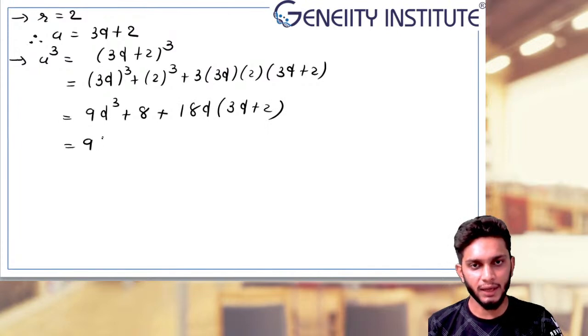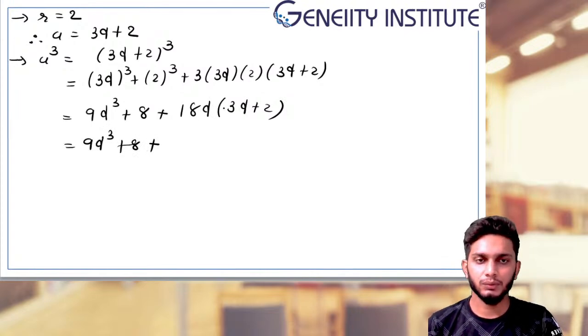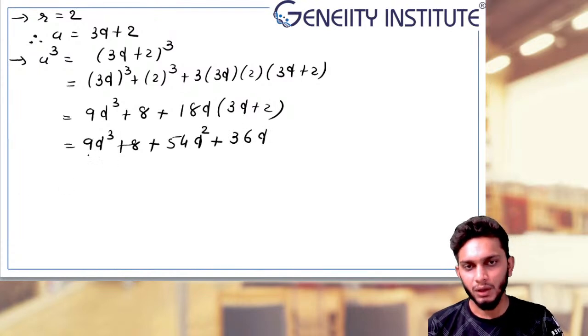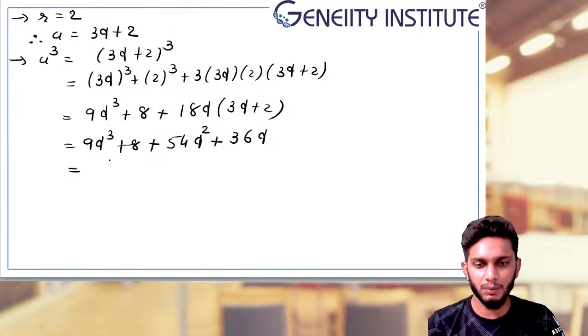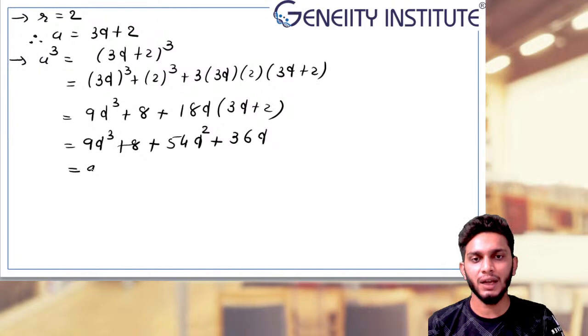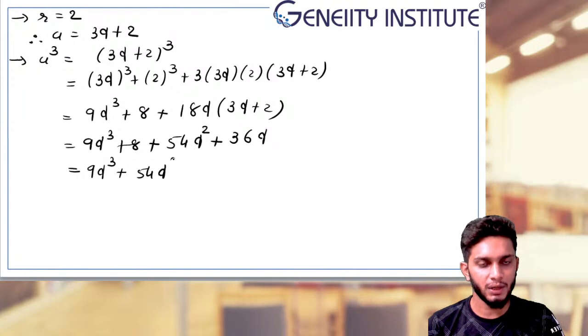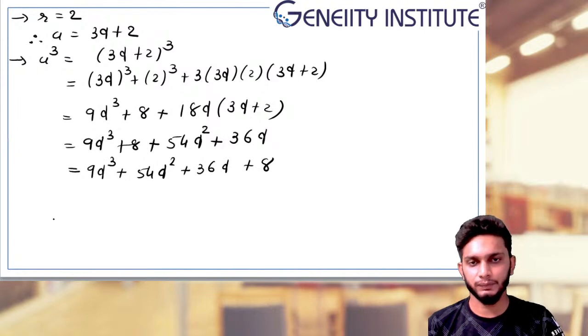Okay, so 9 cube plus 8 plus 18 3s are 54 cube plus 18 2s are 36 cube. Here q into q, so q square. Now write in the descending order of the exponents of variable. First of all, maximum exponent larger, so 9q cube, then after q square, so 54q square, then after term of q, so 36q, and then after constant term 8.